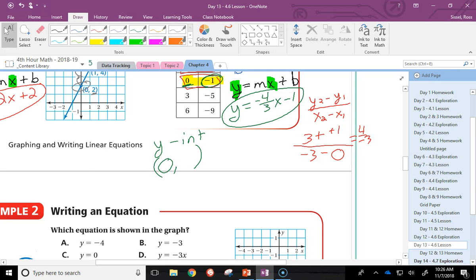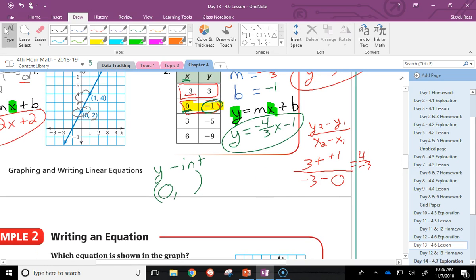I'd put in coordinates I did know. So I'd say like y was 3. I'd say 3 equals negative 4/3 times negative 3 plus b. And then we'd solve for b. And whatever you get is your y-intercept. We're not going to worry on that part quite yet.